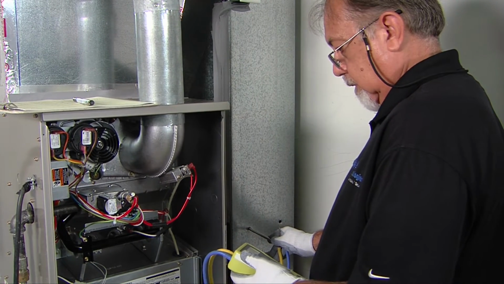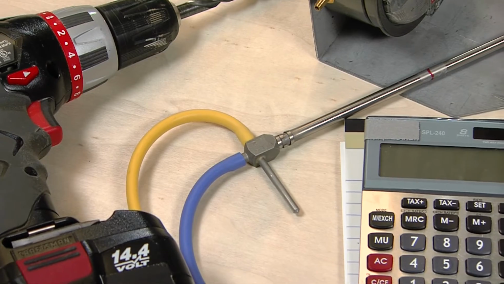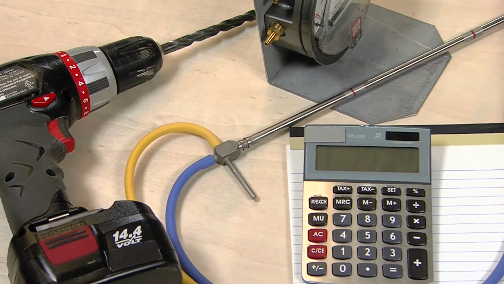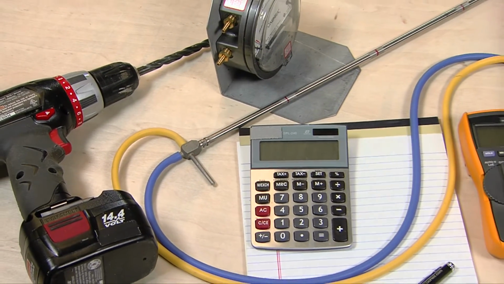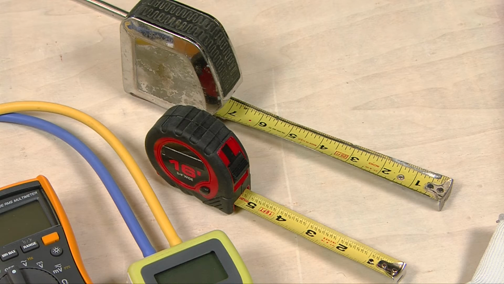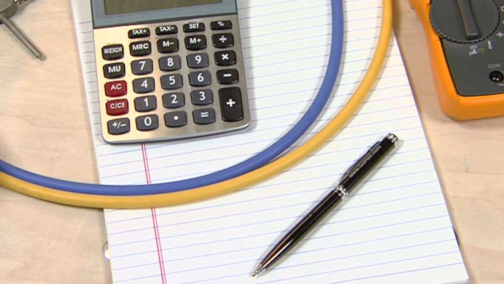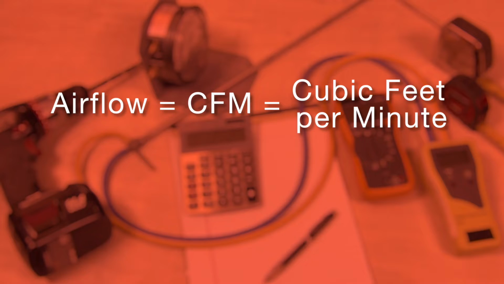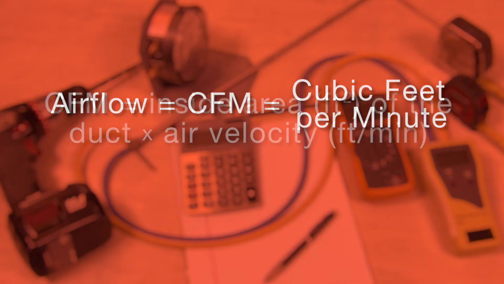To measure airflow, you will need the following tools: a Pitot tube, a magnehelic, or inclined or digital manometer with a resolution from 0 to 0.1 inches of water column. A 0 to 1 inch water column manometer may be used, a thermometer, a tape measure, a calculator, and a pad of paper. Airflow is measured in CFM, which stands for cubic feet per minute.